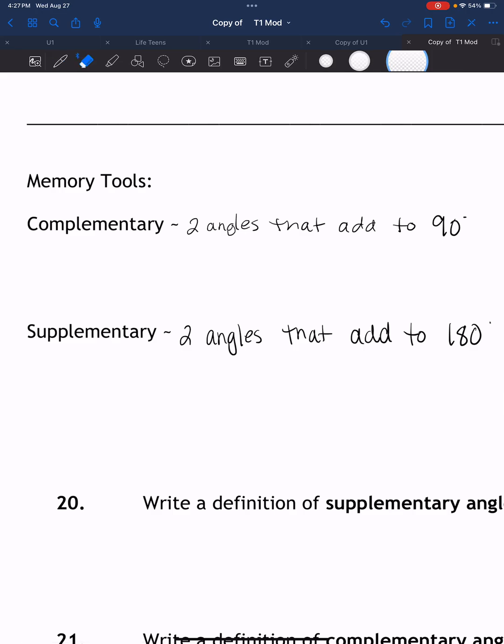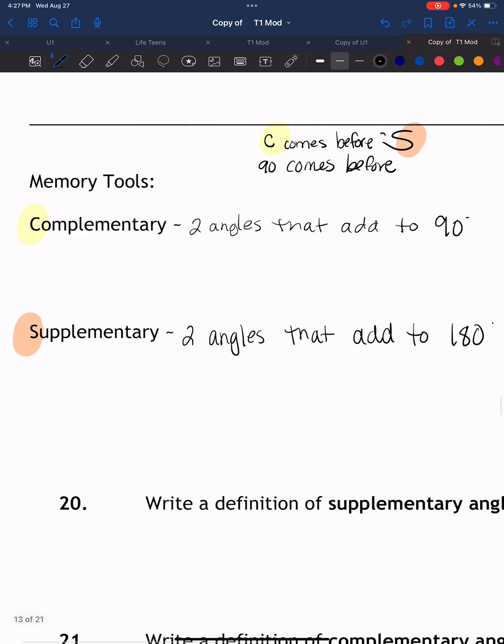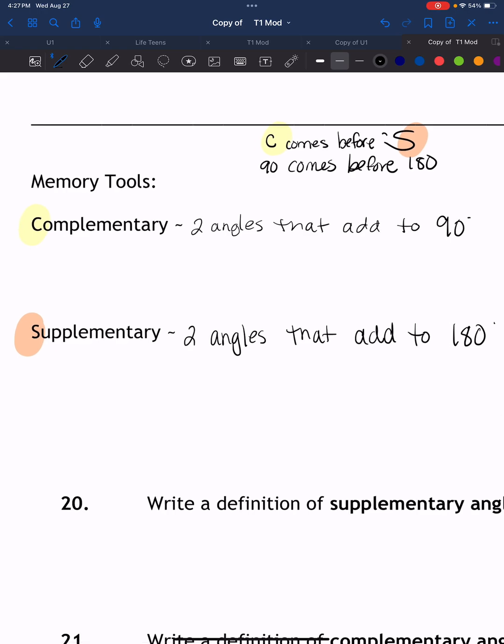First off, I'm just highlighting these for a second. C and S. We know that C comes before S. And then we also know that 90 comes before 180. So that's a good way, I think, to remember that supplementary and complementary are both things, and I feel like those would be a little bit helpful.